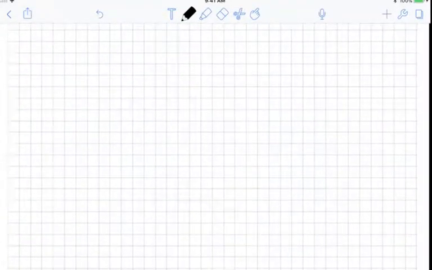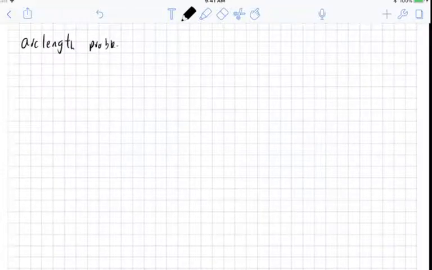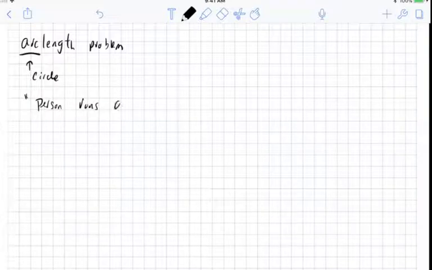Specifically, we need to start with a certain type of problem you get in mathematics called the arc length problem. The word arc usually refers to a curved line. It refers to a chunk of a circle. So let's start this by looking at a specific problem I've written up.